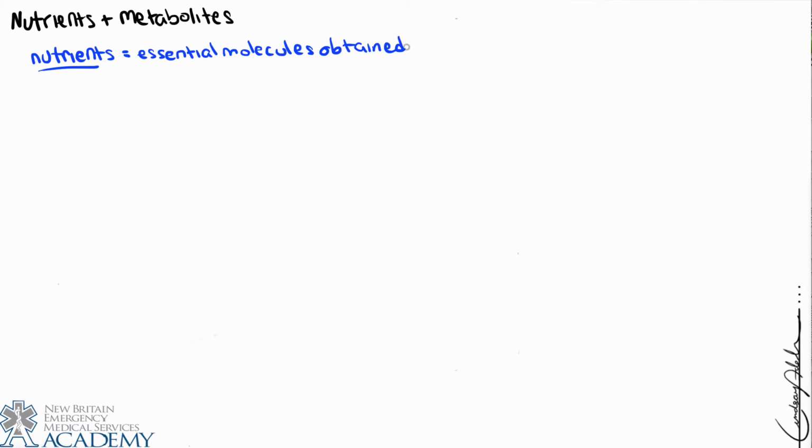Hi everyone. In this video, we're going to be explaining inorganic compounds. To get us started, we're going to define nutrients and metabolites. So nutrients are essential molecules or elements obtained from the diet. When we say the word essential, we mean that it has to be consumed because the body is not capable of synthesizing it and really can't survive without it.